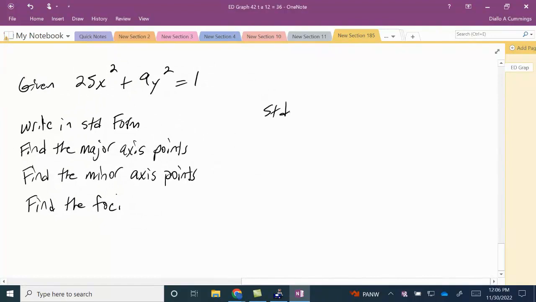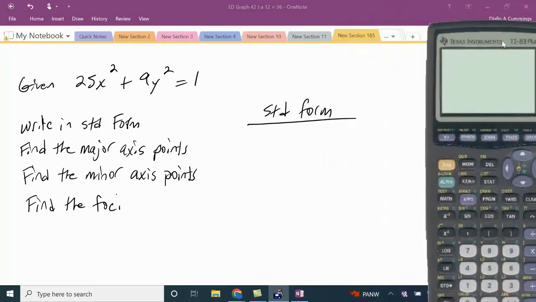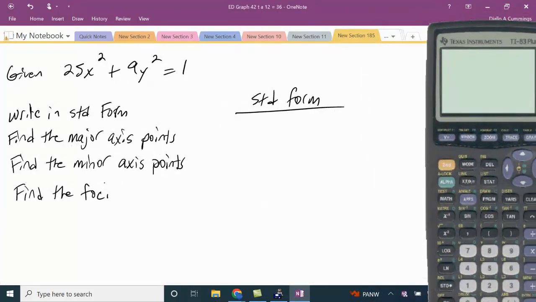Okay, so first let's write this in standard form. Notice it's already set equal to 1, but I want to show you a trick with the calculator. Well, not really a trick. I'm going to write this in standard form as follows: 25x squared plus 9y squared is equal to 1.